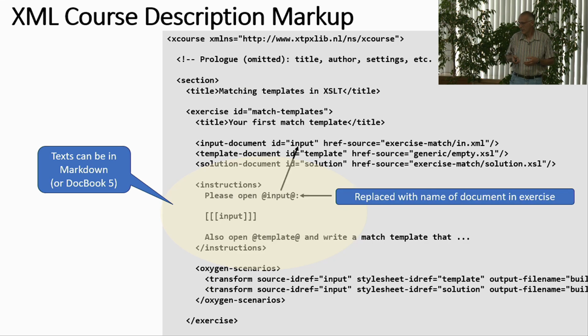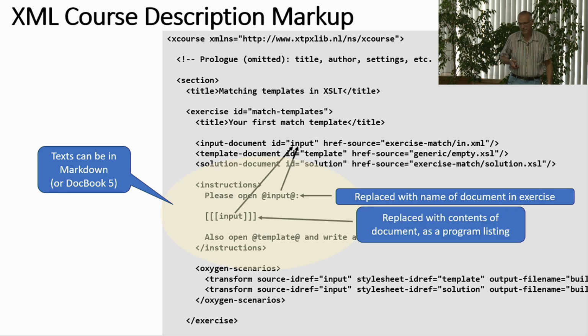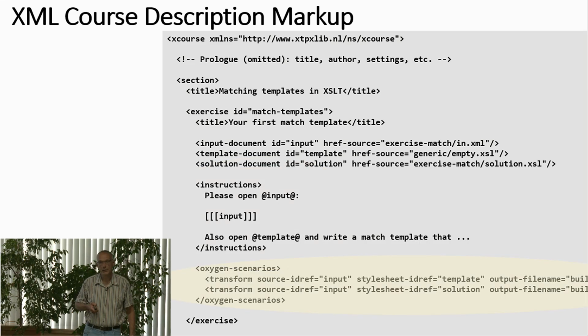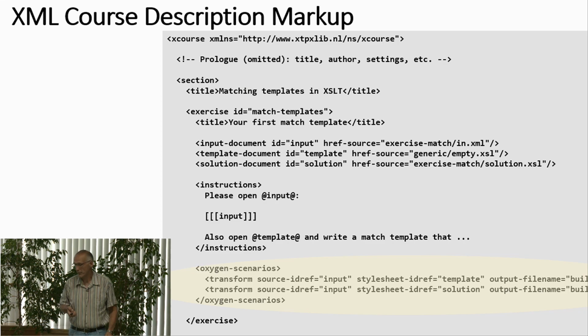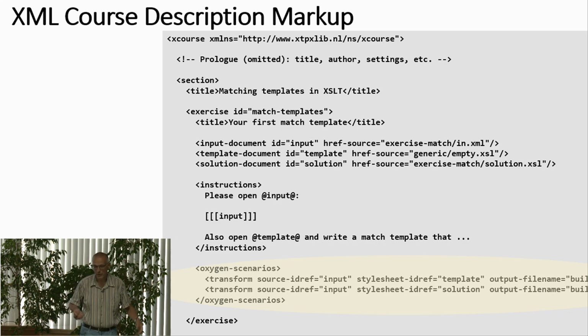For instance, here is a reference between @ signs, which will be changed into the name of the actual file that the students see. Here is a reference that is changed into a code block with the contents of the file with that identifier. And there's nothing magic about the @ signs or the triple block things. That's just a choice I made. It could have been anything else. And below here you see some instructions from which I can create an Oxygen project file, which says, okay, if this file is up, please use this transformation scenario to transform it, and the students can just sit back and be happy.